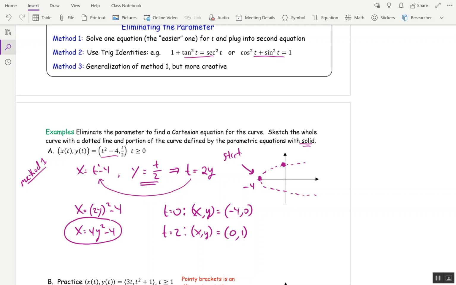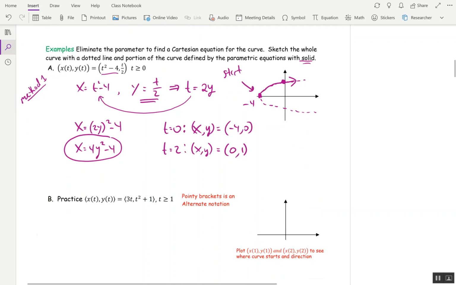So now I have enough information to know I'm only getting the top of the parabola and I'm going in that direction. If t were allowed to be negative, then I could get this part of the curve down here, but t is not allowed to be negative. That's all I have to do.